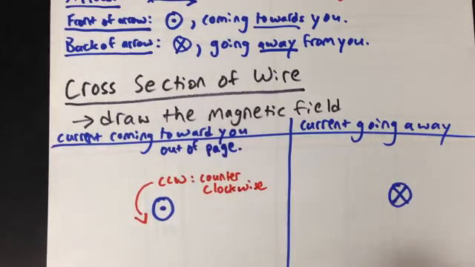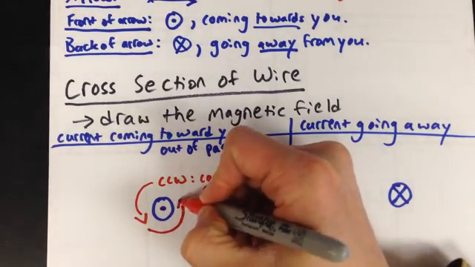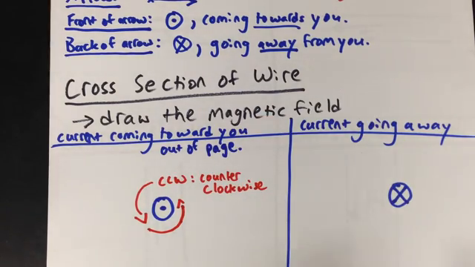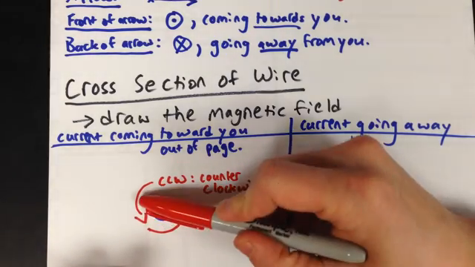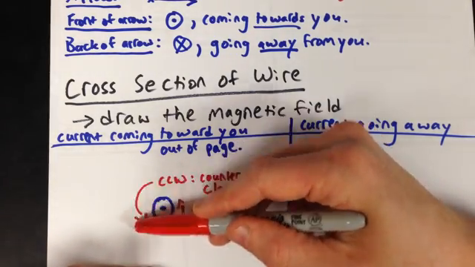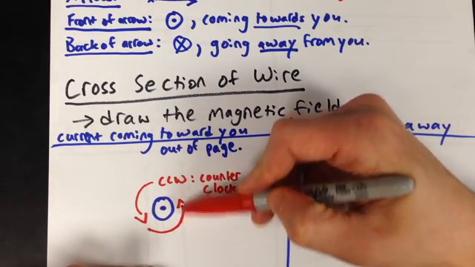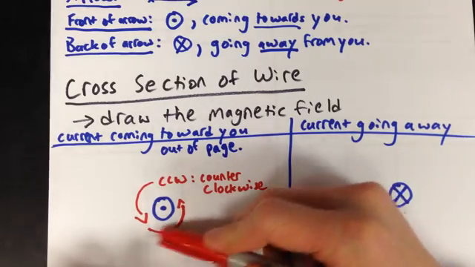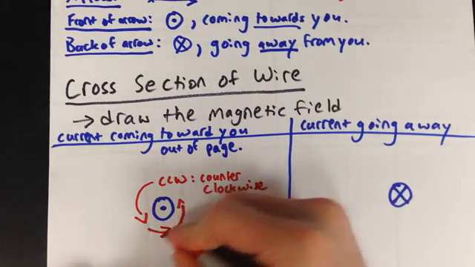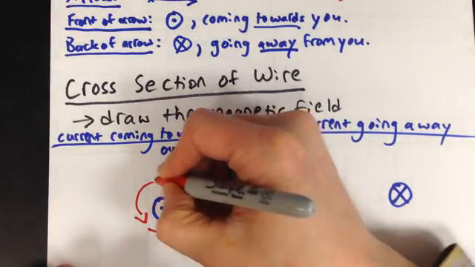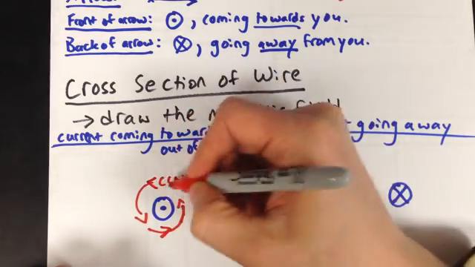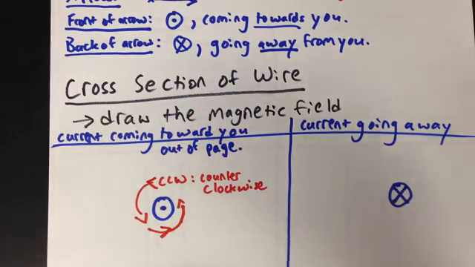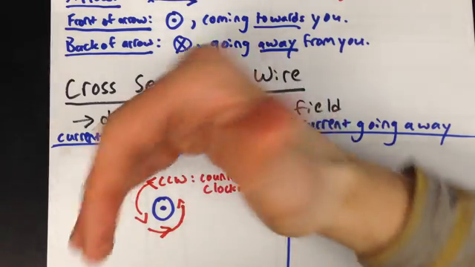Counterclockwise. There you go. And you could continue that around if you'd like. And that's the direction of a magnetic field around a wire that's coming out of the page. On the left side of the wire, the magnetic field points down. On the right side, it points up. On the bottom, it points to the right. And if we continued around on the top, the magnetic field would point to the left, because that's the direction my fingers curled in.